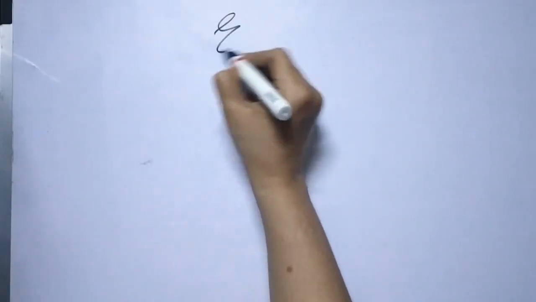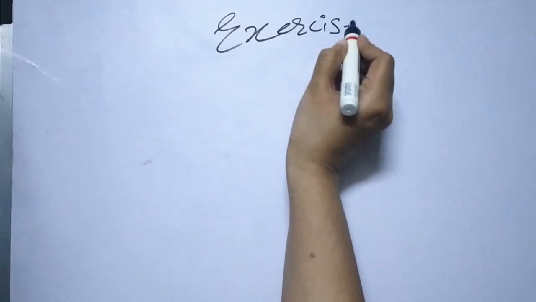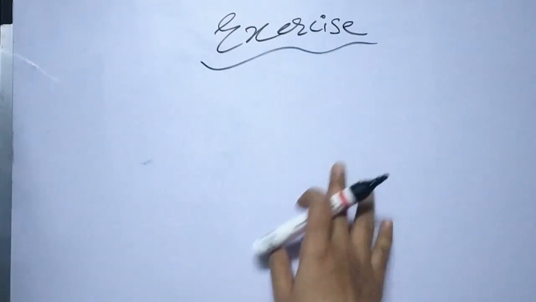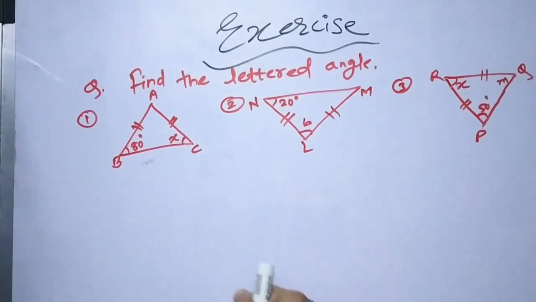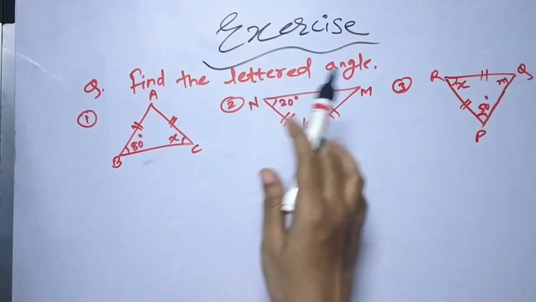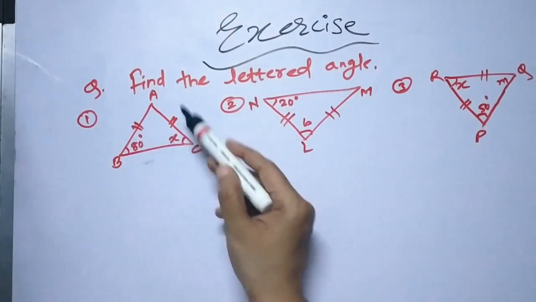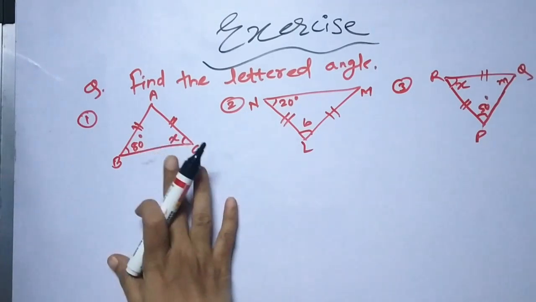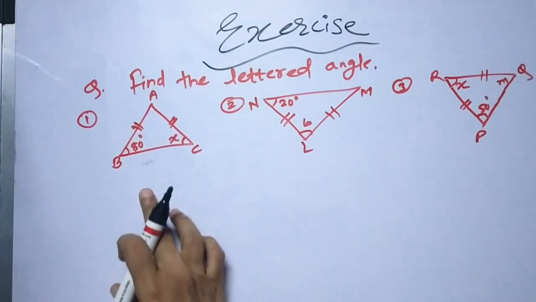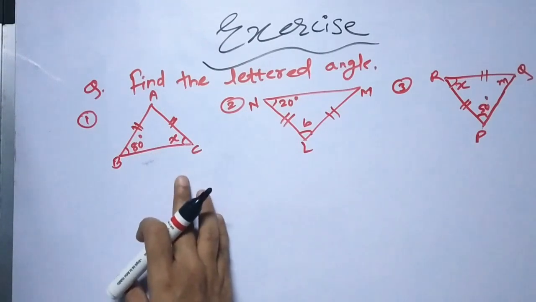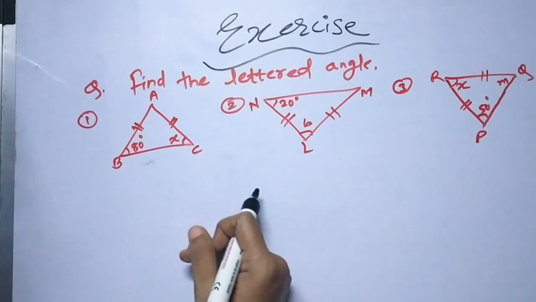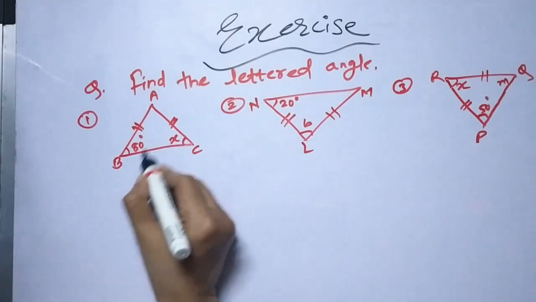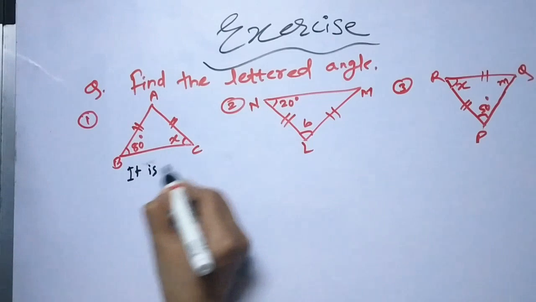So friends, now we are going to move to our exercise. The exercise is based on these two special kinds of triangles, the equilateral triangle and the isosceles triangle, and their properties. In this exercise we have to find the lettered angle. In this first triangle ABC, by the marking we can say it is an isosceles triangle. We know that in an isosceles triangle, the angles opposite equal sides are also equal.